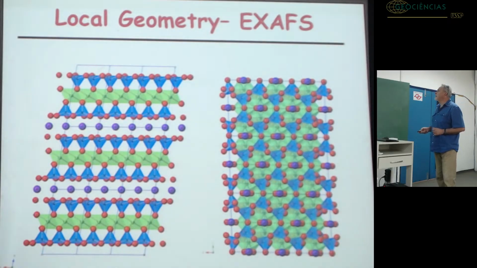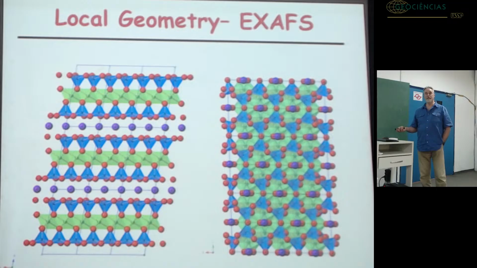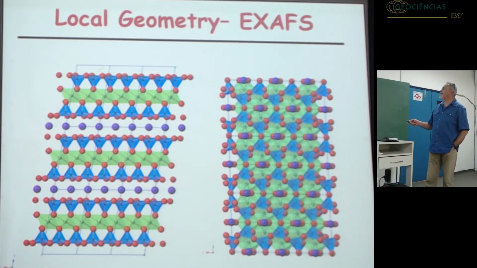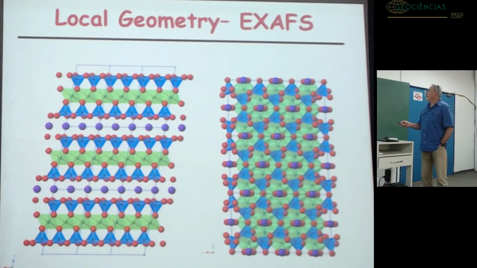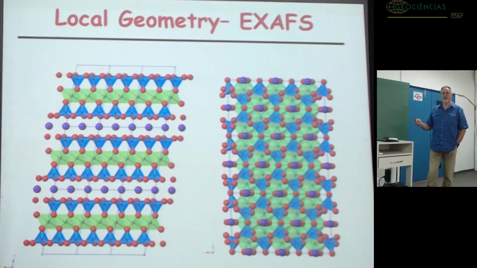Another case, this is basically the structure of a phlogopite, a tetraferric phlogopite, in which in the tetrahedral layer we have both silicon and iron. The iron is mostly in the tetrahedra. There is a very little bit in the octahedra. In this case, what do we get from diffraction and what do we get from absorption?